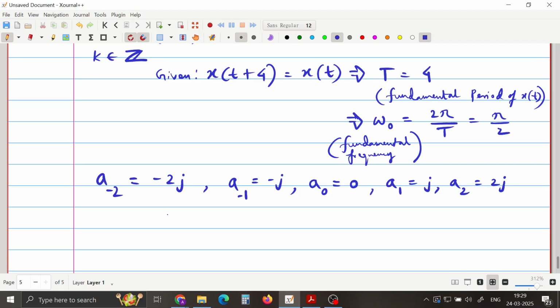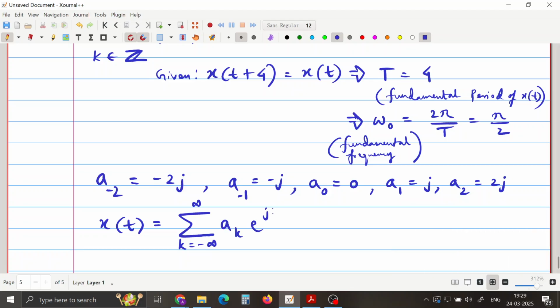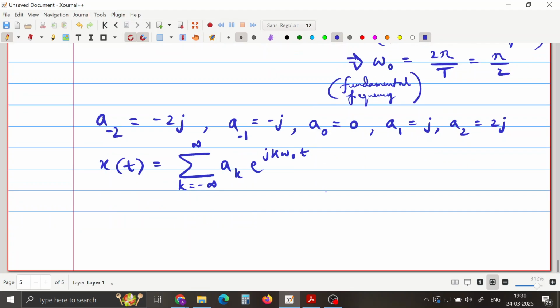But anyways, now we have the knowledge of these coefficients, so we can find the exponential series representation of x of t like this, the sum of a_k e power jk omega naught t. We also know omega naught, and we are not really interested in this entire range from minus infinity to infinity, because only the coefficients for minus 2 to plus 2 will contribute to the summation, because the rest of the coefficients are 0.